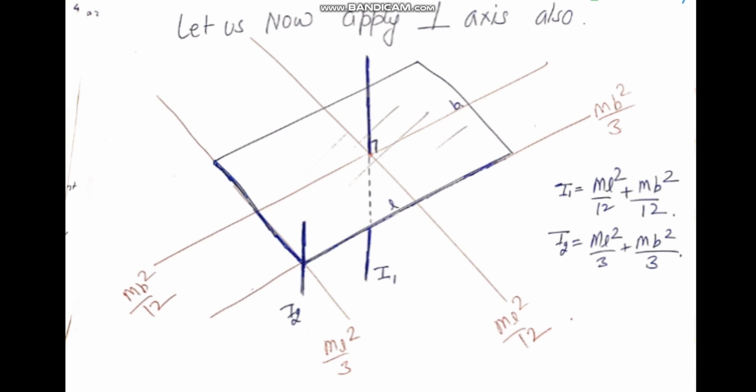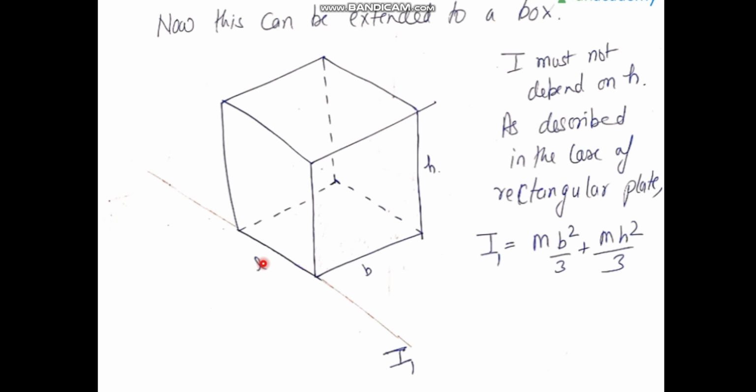Have a look at this result. In this plate, the moment of inertia about this axis is mL square by 3 plus mb square by 3. So if we extend this plate parallel to this axis to make it a box, then the moment of inertia expression will remain the same. So if I talk about this axis, the moment of inertia will be mb square by 3 plus mh square by 3.